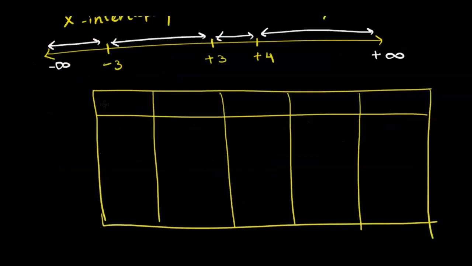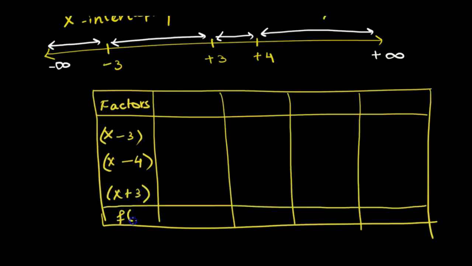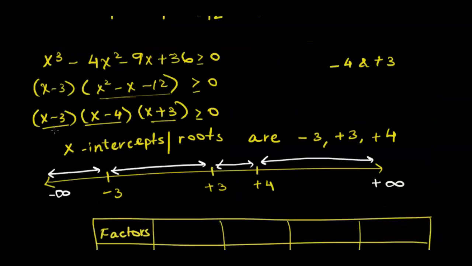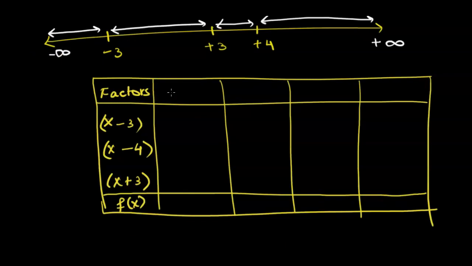In the first column, we put in all the factors that we have obtained. The first factor was x minus 3. Then it was x minus 4. And then it was x plus 3. The last row is going to represent the entire function. This function is nothing but the product of these three factors, because when we multiply these three factors, we get back the original function that we started with. And here we write down the intervals. The first interval is negative infinity to negative 3. Next we have negative 3 to positive 3.